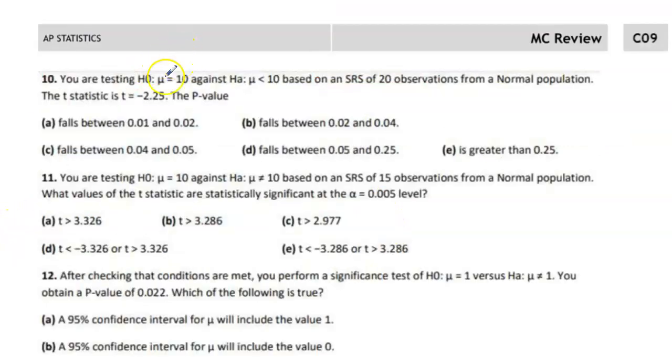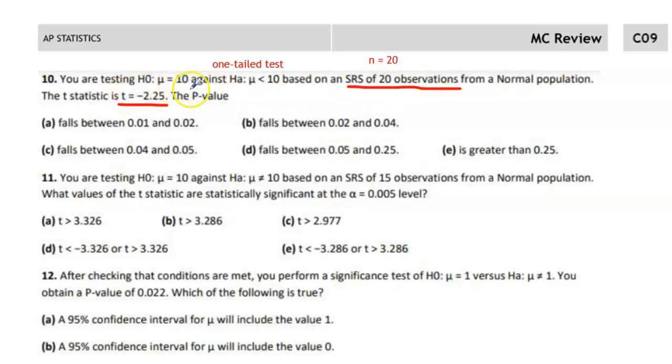Moving on to question number 10. We're testing H null, which is mu is equal to 10, against HA, the alternative hypothesis, which is mu is less than 10. This is a one-tailed test. And it tells us that the simple random sample is 20 observations, so that means my sample size is 20. And since we're talking about means, we use the T statistic rather than the Z statistic, and it tells us that T is equal to negative 2.25.